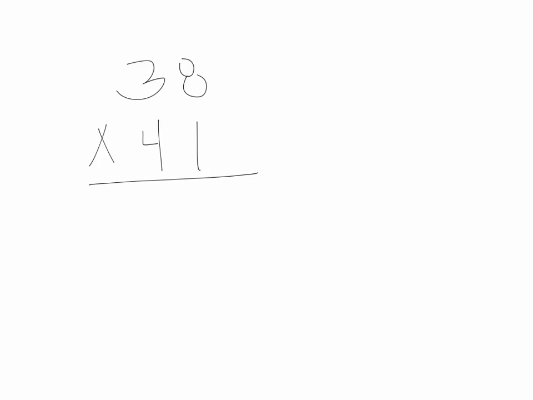So 1 times 8 is equal to 8. 1 times 3, or 1 times 30, is equal to 30, so 38. We're going to add a 0. Why? Because now we're working with the tens place value. 40 times 8 is, well, what's 4 times 8? 32. We're going to put the 2 here, and we're going to put the 3 here. 4 times 3 is 12. 12 plus 3 is 15.